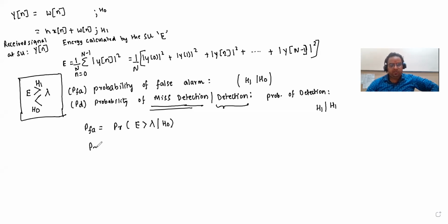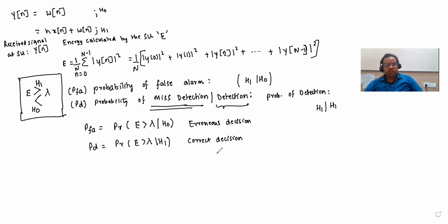And the probability of detection is the probability that the secondary user says that the primary user is present. That means that the energy that it calculates is greater than the threshold lambda, when in actuality the primary user was present. That is basically the correct decision. This one is the correct decision, and this one is a false, erroneous decision, the probability of an erroneous decision. So these are the things.